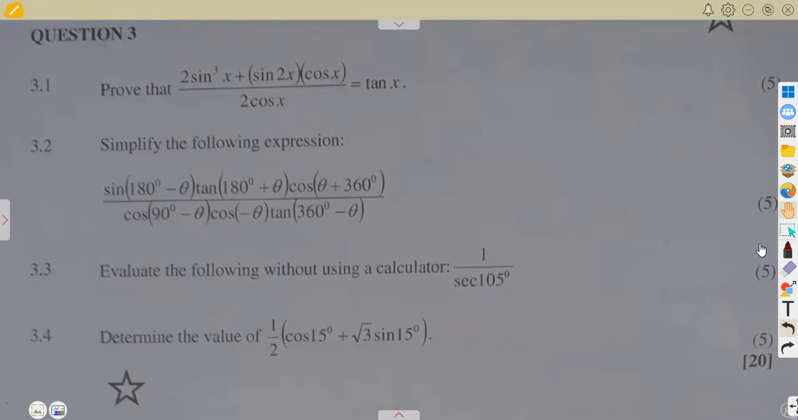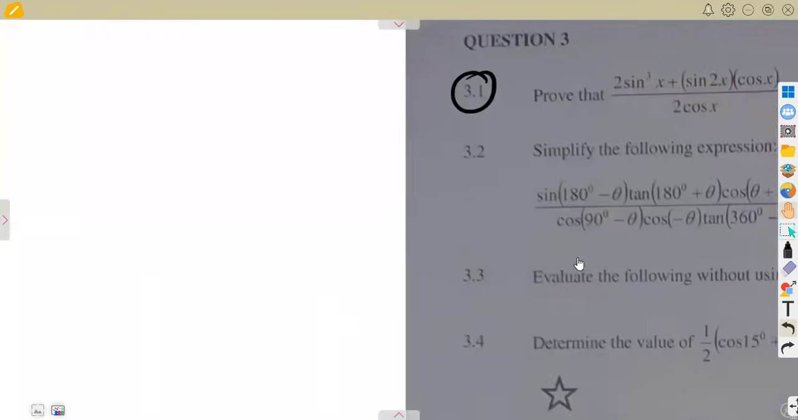All right, question number 3, you were given first part, it was to prove. In most cases, like I said, the proof is a simplified question. This is a question that was supposed to be a simplified question. In a normal sense, when you are given it, it was supposed to be simplified. All right, so that's question 3.1.